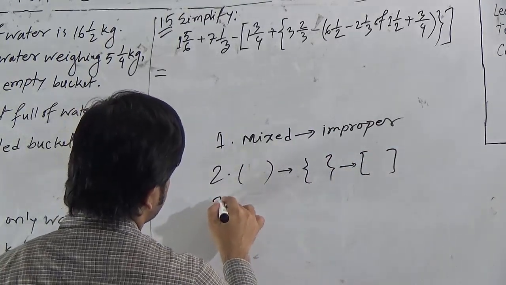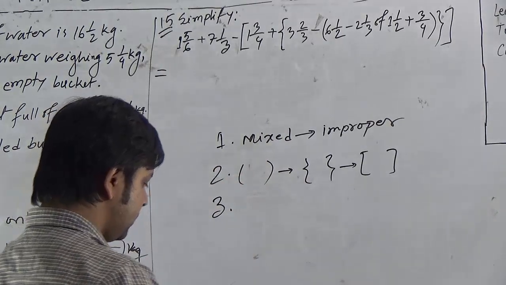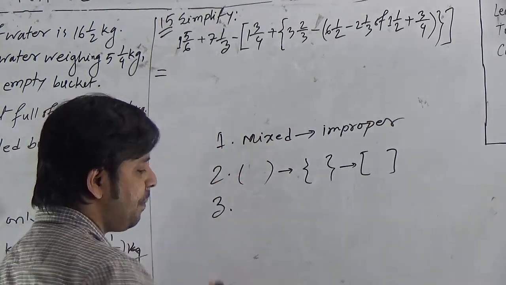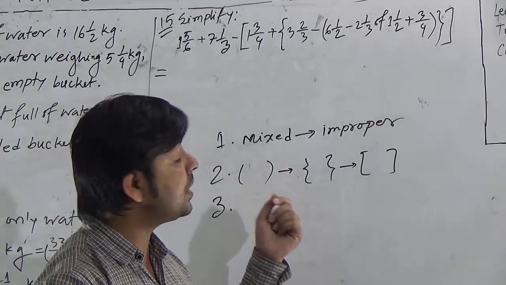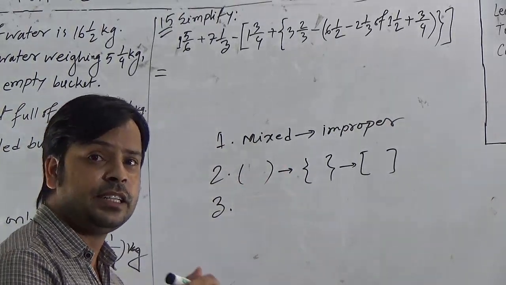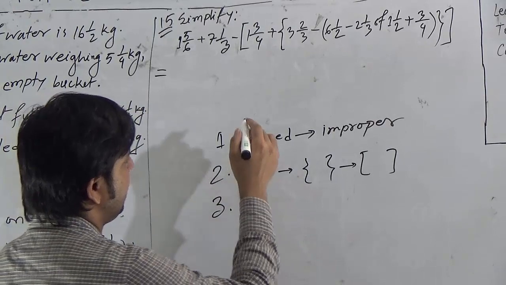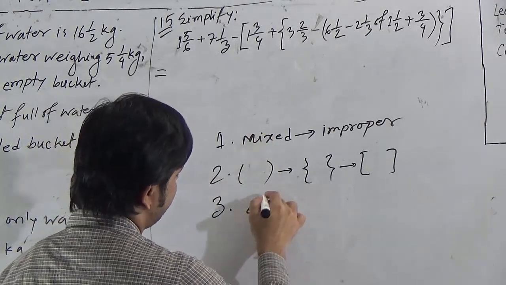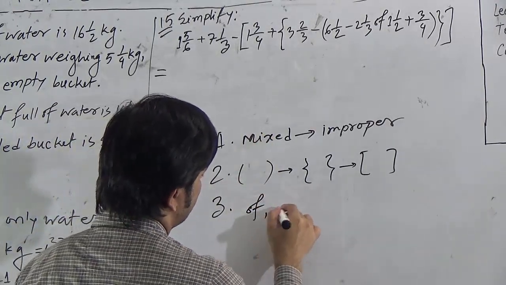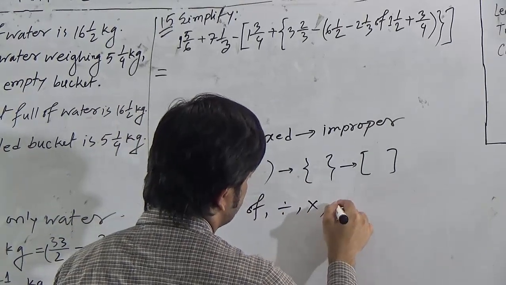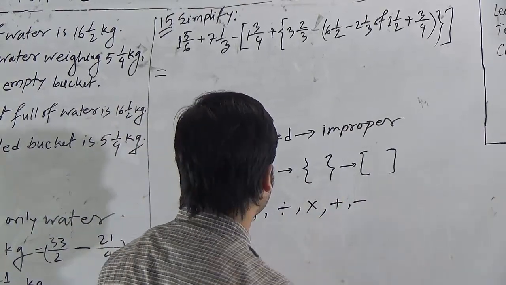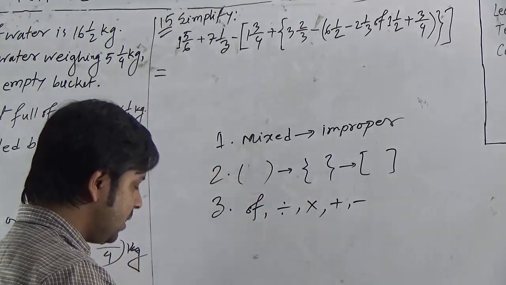Dear students, you have to remember that if there is no bracket, if there is only operation, or if there are some operations inside the bracket, then you have to follow the sequence. At first operation of, then division, then multiplication, then addition, subtraction. You have to follow the sequence.